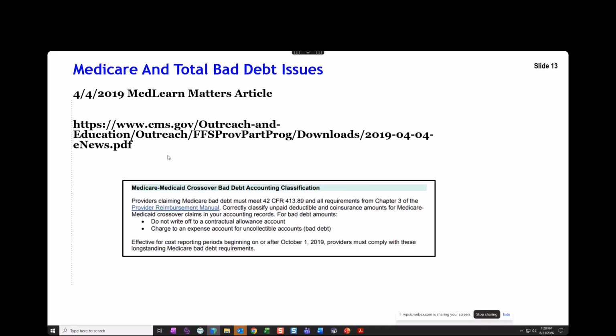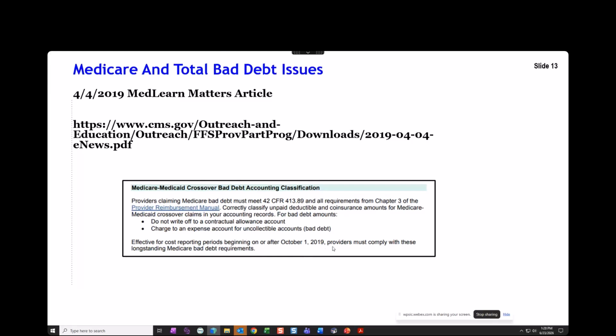CMS has stressed this a couple times in an April 4, 2019 MedLearn Matters article. They talk about that you cannot write off to a contractual allowance account. It must be at the time charged to an expense account, which is kind of misleading. The initial estimate was charged to an expense account, and then the bad debt write-off came out of the allowance account that stemmed from that expense account, if you want to get technical about it. But regardless, that was prior to the GAAP change.